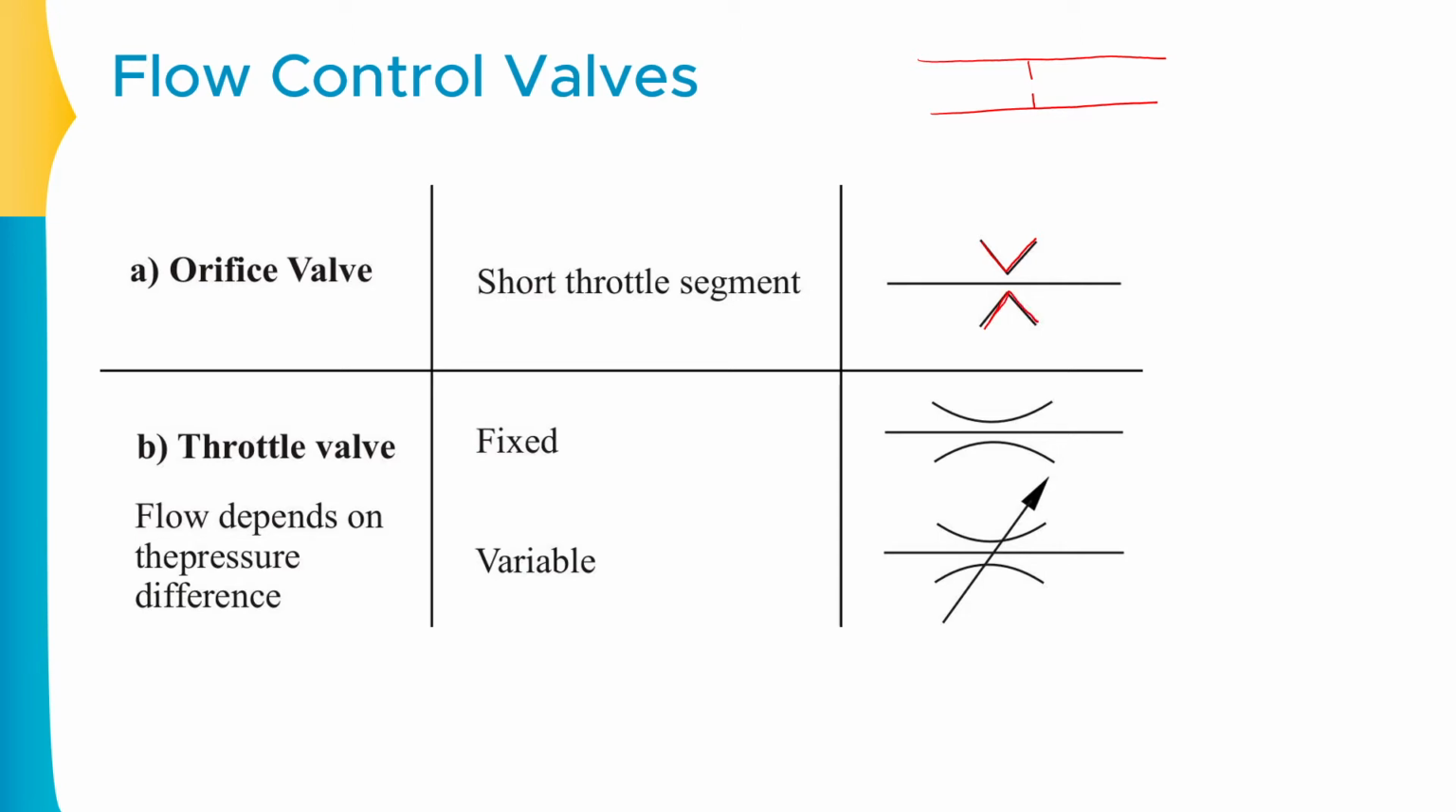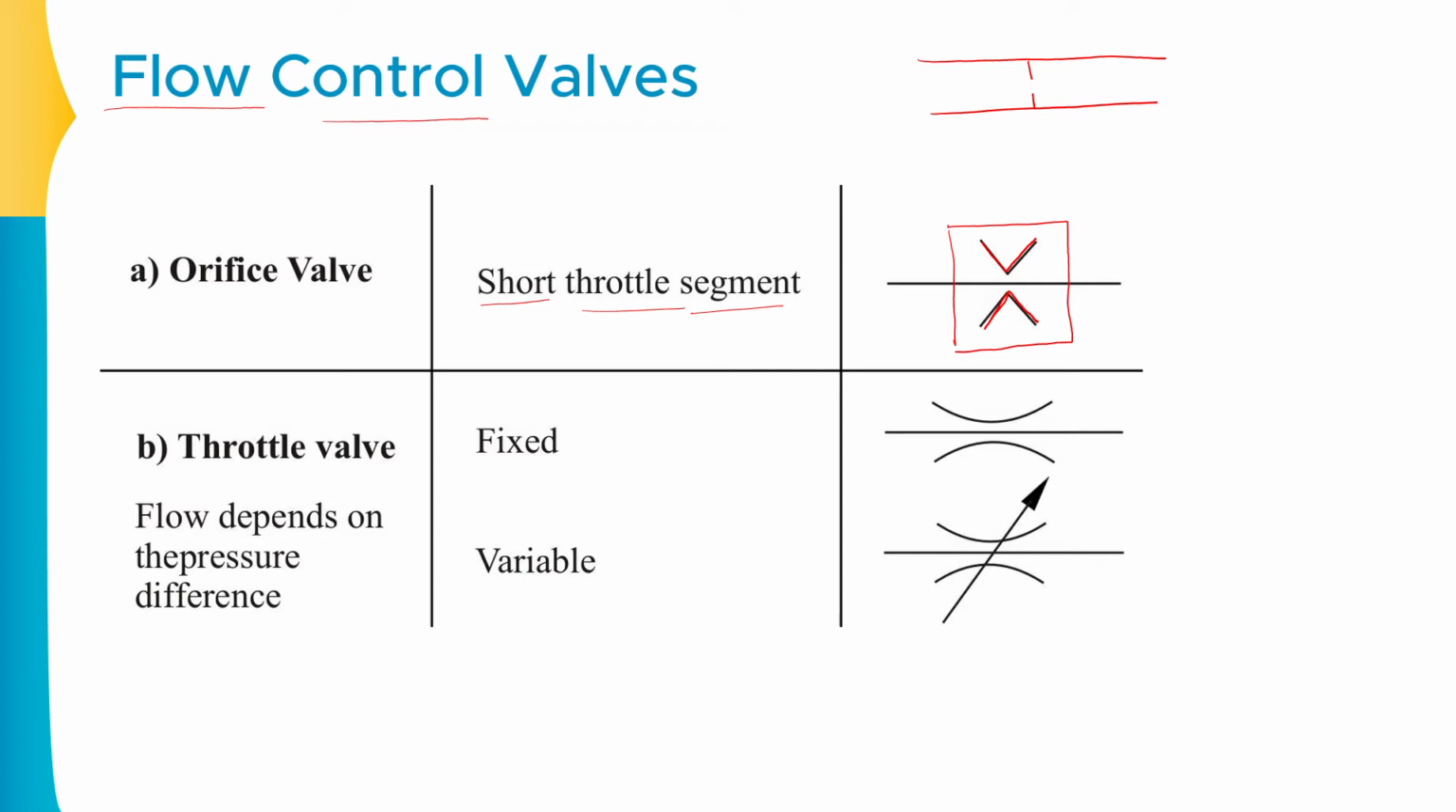on this specific line. Many times these kind of arrows are enclosed within a square or rectangular box. Most probably there will be a rectangular box. Now these kind of orifice valves are basically used as a short throttle segment. So this kind of orifice valves are represented like this. They are actually used as flow control valves, as we know from the title.